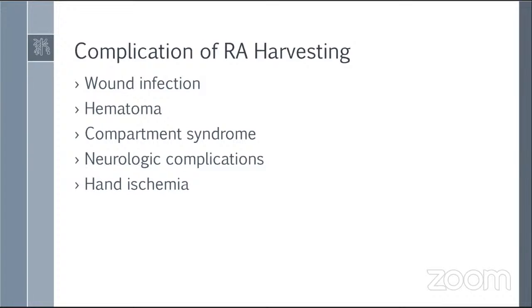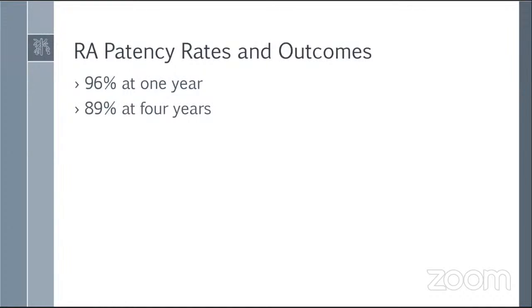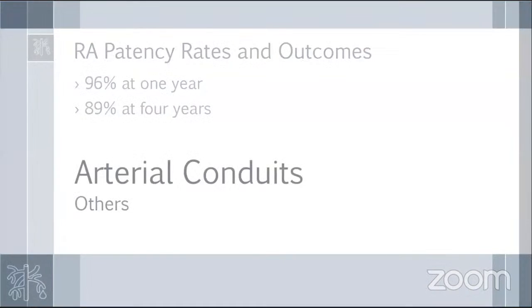Thank you, Doctor. So regarding the radial artery patency rate, it's 96% at 1 year and 89% at 4 years. The rate of radial artery patency is higher when grafted to a native coronary artery with more than 80% stenosis. So this is a reiteration of what I said, you have to choose a severe stenosis, 90% for the right and 80% for the left.